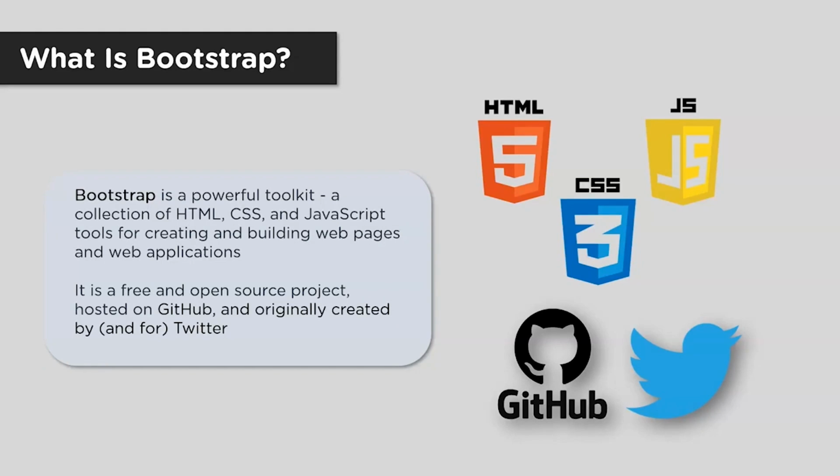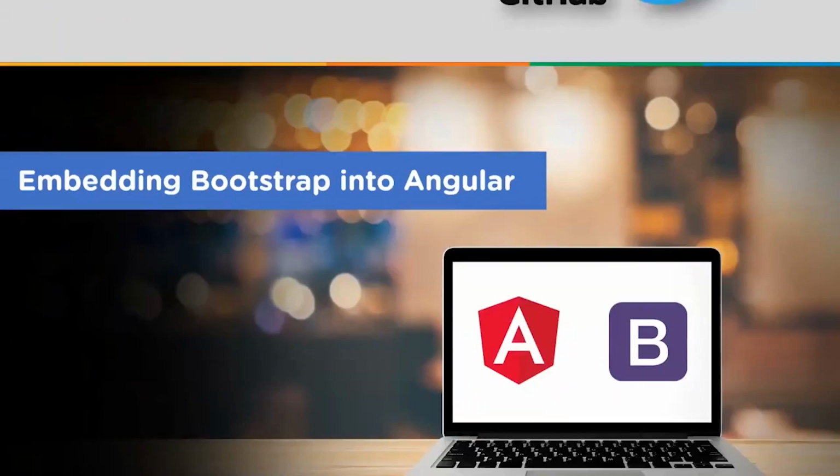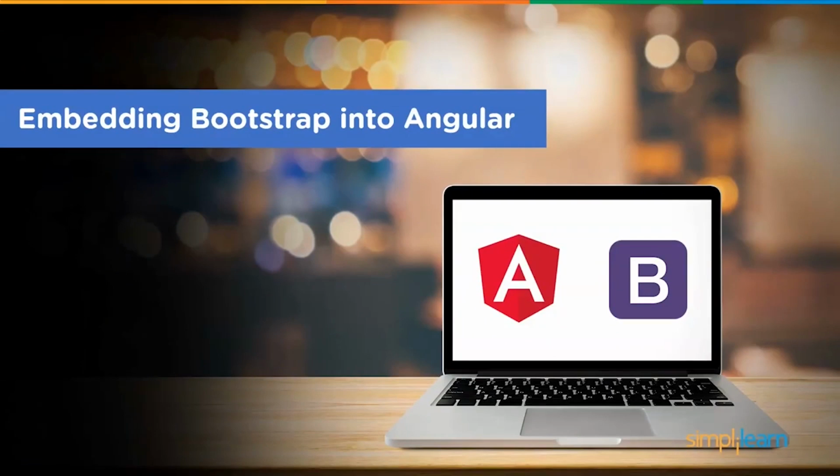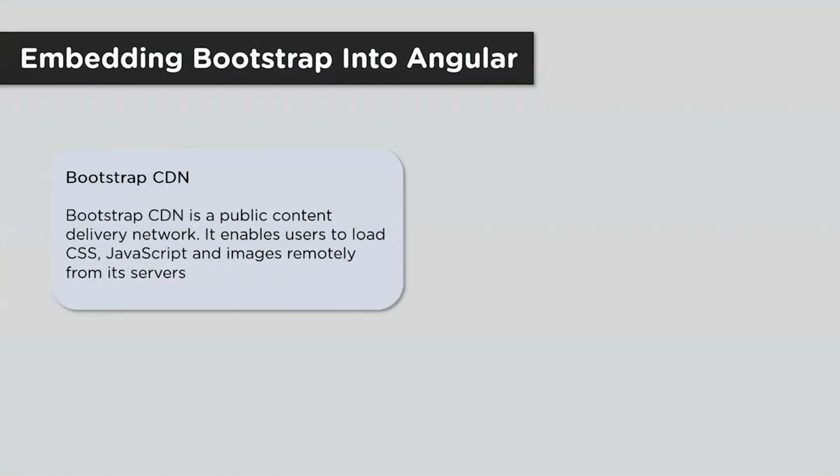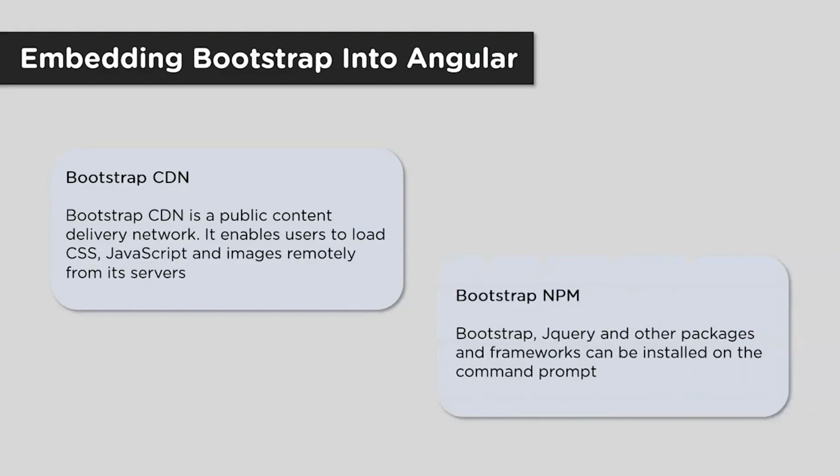Before using Bootstrap, it needs to be embedded into your application. So let's see how to embed Bootstrap into Angular. There are two ways to do it. First up is by using the Bootstrap CDN, or the Content Delivery Network. This enables users to load CSS, JavaScript, and images remotely from its servers. The other method is to use Bootstrap NPM. Bootstrap, jQuery, and other packages and frameworks can be installed via the command prompt. In the tutorial that I'm going to be showing you, I've embedded Bootstrap using NPM.